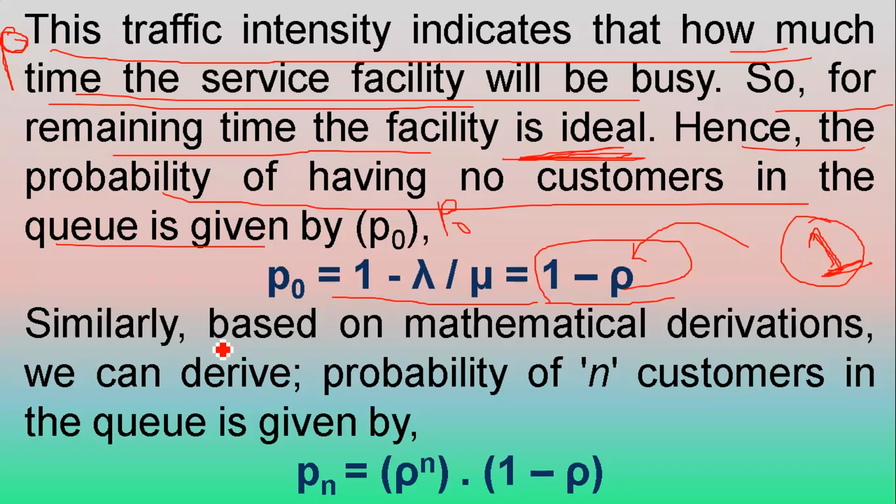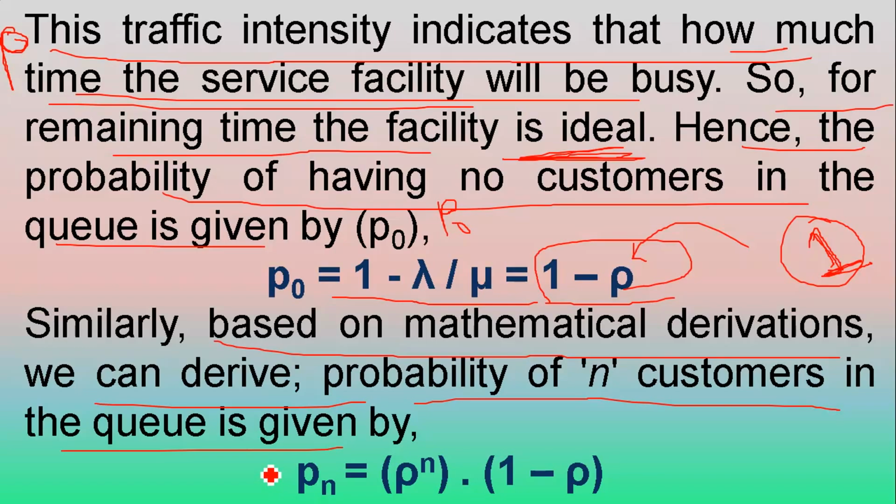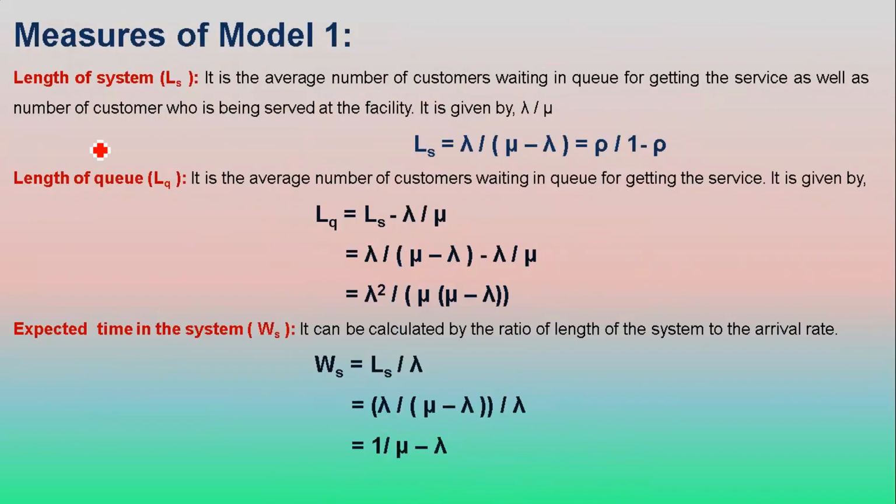Then similarly, based on mathematical derivations, we can derive the probability of n customers in the queue. This derivation you do not need to worry about, but you need to remember the formula. That is, probability of n customers is equal to rho raised to n into 1 minus rho. Here this is rho, don't get confused between P and rho. This is rho, that is traffic intensity. So the probability of having n customers is rho raised to n into 1 minus rho. That is the formula.